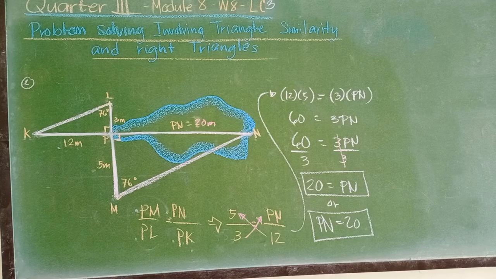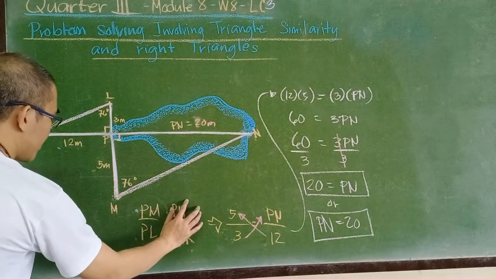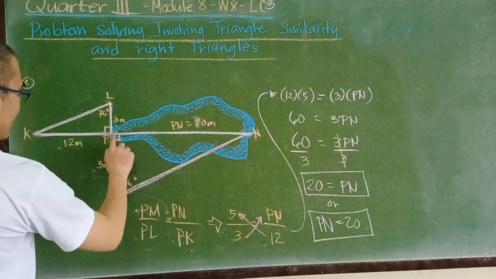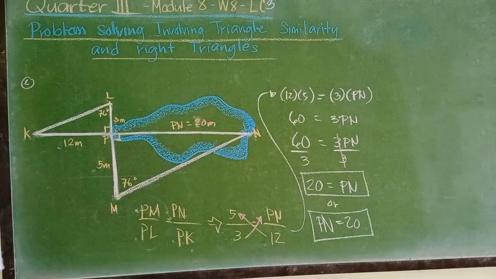Pag nagbaliktad yung Pn tsaka Pk, so halimbawa Pk yung napunta doon sa numerator, magkakamali ka na ng value na makukuha. So since kung titignan mo yung Pm, nanggaling siya doon sa mas malaking triangle, tapos yung Pn dapat manggaling din dun sa mas malaking triangle. Yung susunod na ratio, yung unang value dapat manggaling din sa mas malaking triangle.